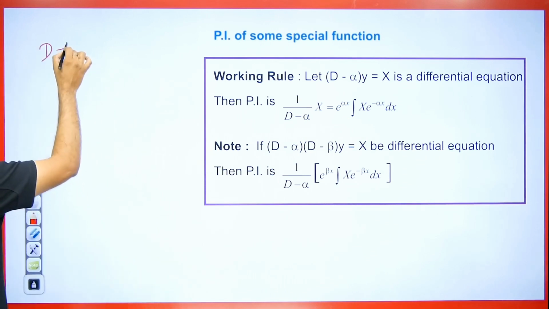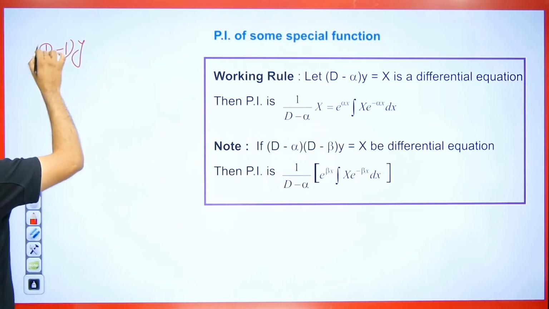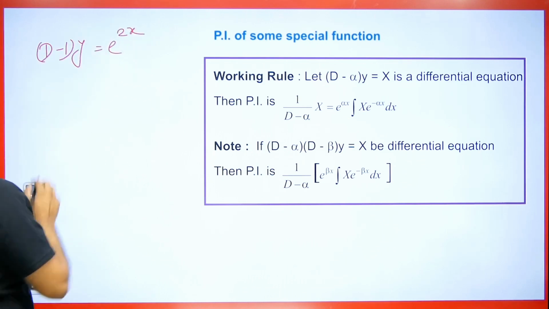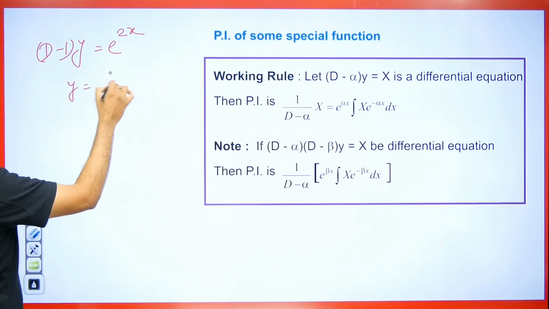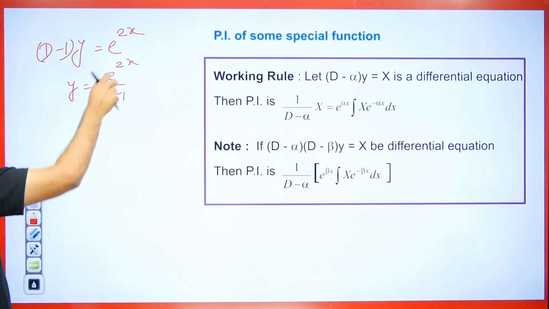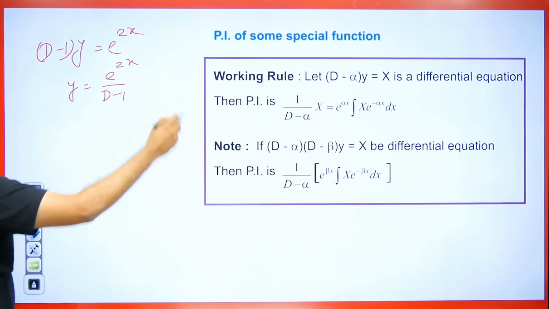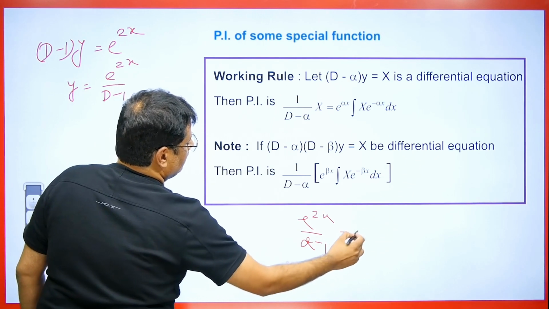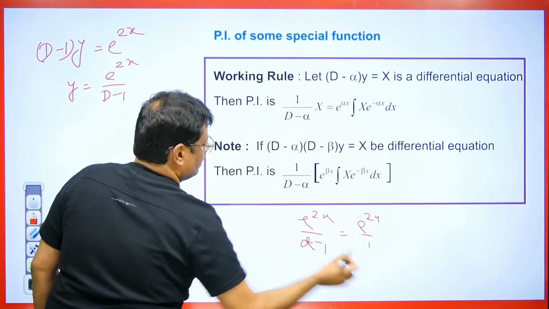Let's say we have this question (D minus 1) y is equal to e to the power of 2x. And we know that the particular integral of this is e to the power 2x upon D minus 1. Moreover, I explained the method where you substitute 2 for D, right? So the answer we get is e to the power 2x upon 2 minus 1, meaning e to the power 2x upon 1. We know this.